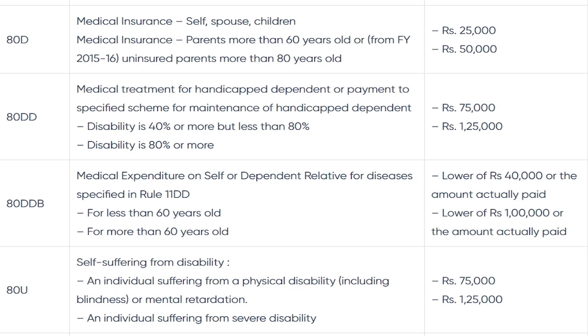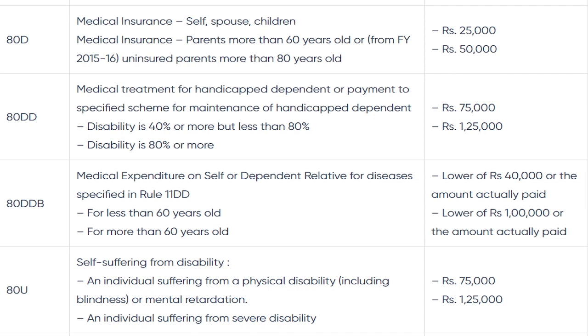80DDB, medical expenditure for specified disease. 80DD is for disability. 80DDB is for specified disease. For specified disease, for less than 60 years, 40,000 or actual amount paid. Suppose you spend 50,000, you can claim 40,000. Suppose you spend 30,000, you can claim 30,000. Actual amount spent. For more than 60, specified disease, guys, it covers like cataract, cancer, AIDS, everything is covered under specified disease.